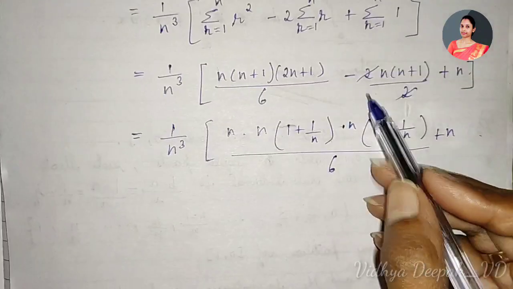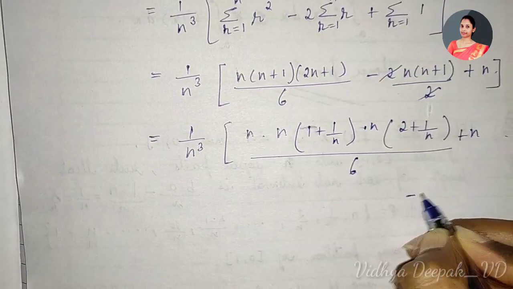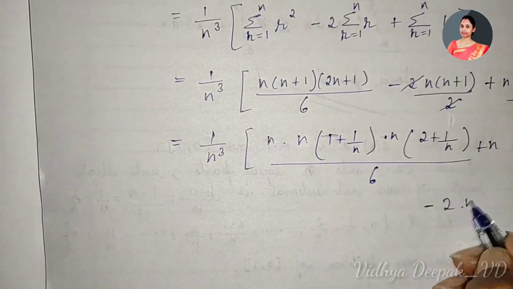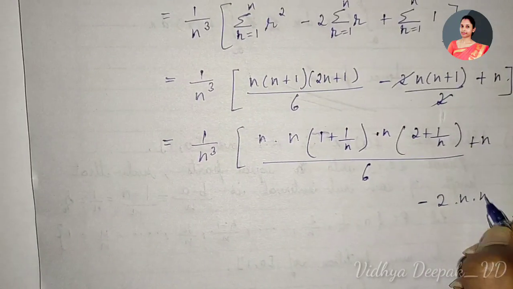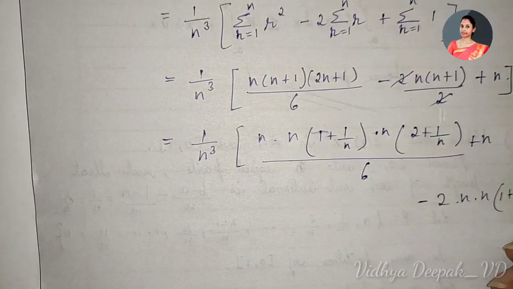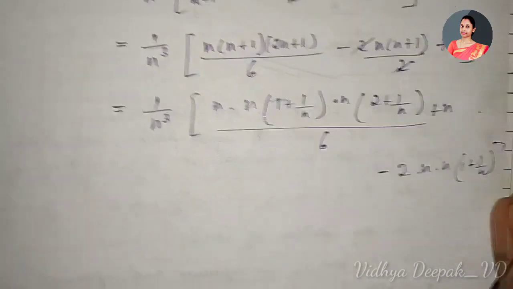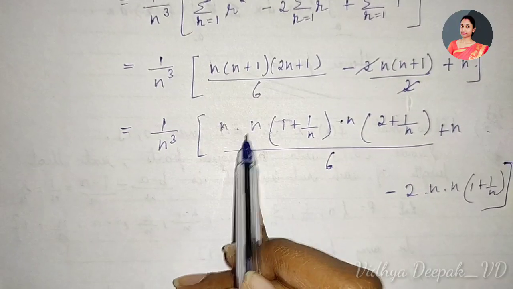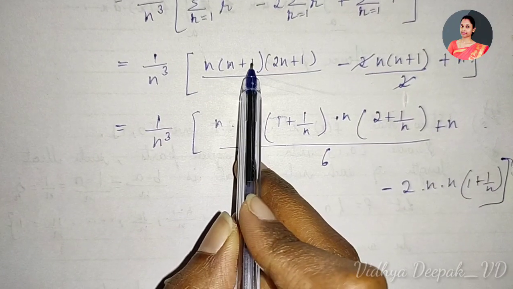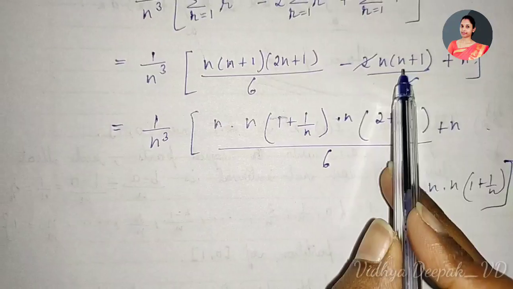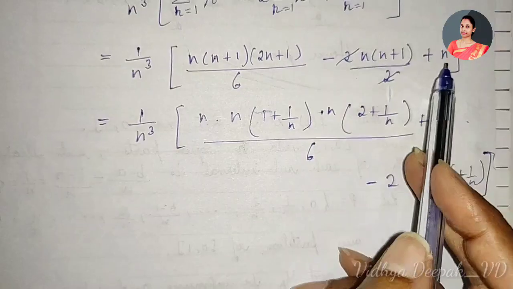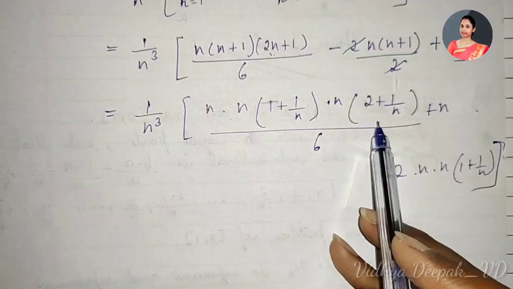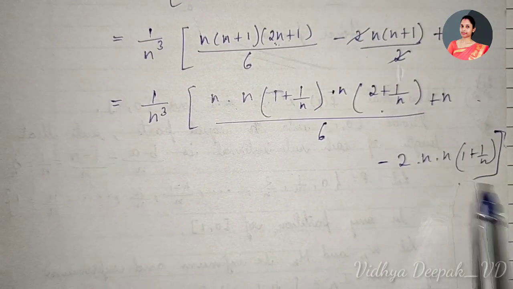Next, for this term, I am writing it to be minus 2 into, n is already there, I take n common outside from this. What do I get? 1 plus 1 by n. I'm taking n common outside from this, I'll get 1, plus from this if I take n common outside, it will become 1 by n. Again from this one I'll get 2 plus 1 by n, and again here n common outside, I'll get this.